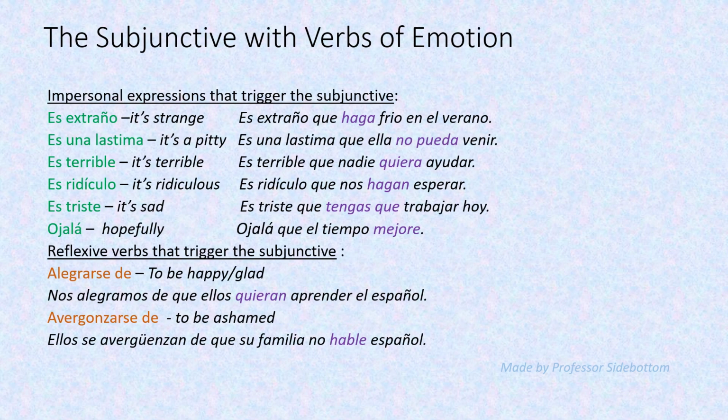Here are some impersonal expressions that trigger the subjunctive. Es extraño, es una lástima, es terrible, es ridículo, es triste, and ojalá. Ojalá originally comes from Arabic, and initially it meant may God will it. Nowadays we translate it as hopefully or I hope so. Es extraño que haga frío en el verano. It's strange that it is cold in the summer.